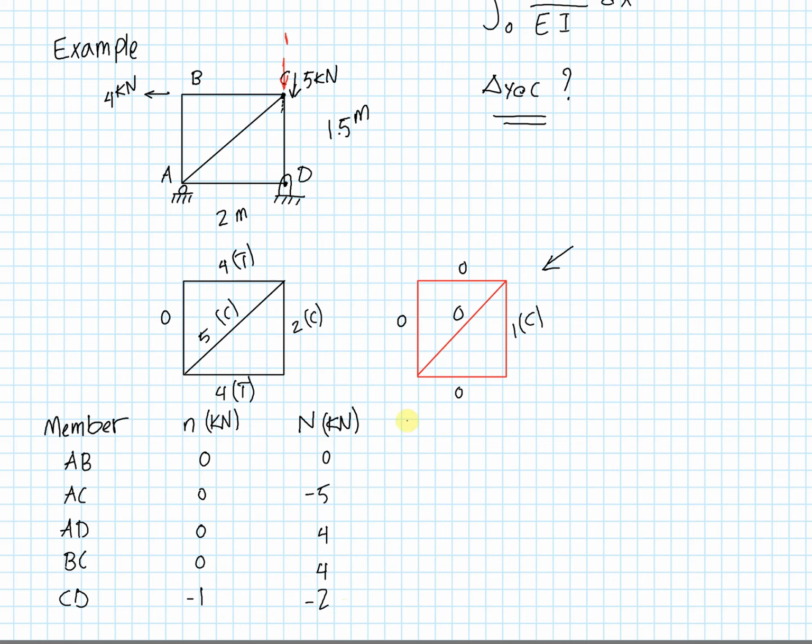And lastly, I would like to list the lengths of my members, which gives me 1.5, 2.5, 2, 2, 1.5. And lastly, what I want to do is to multiply all these 3 columns, the virtual force, real force, and the length of the members. And it's quite simple. I'll get 0, 0, 0, and 3.0.